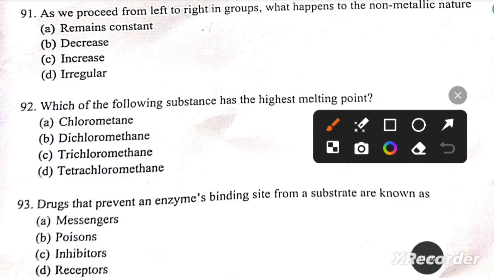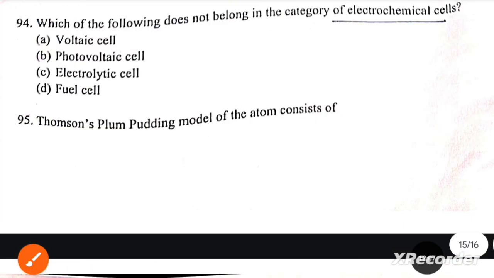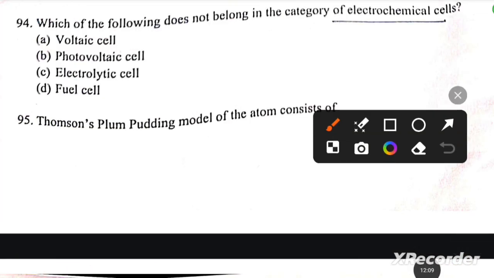As we proceed from left to right in a period, what happens to non-metallic nature? Question number 91, the answer is increase. Which of the following substances has the highest melting point? Chloromethane. Drugs that prevent an enzyme's binding site from a substrate are known as inhibitors. Which of the following does not belong in the category of electrochemical cells? The answer is photovoltaic cells.